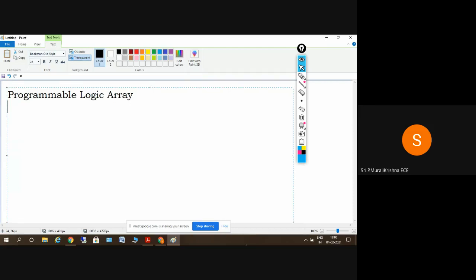Yeah, sir. Taking the problem straight away: implement the following three Boolean functions with PLA.